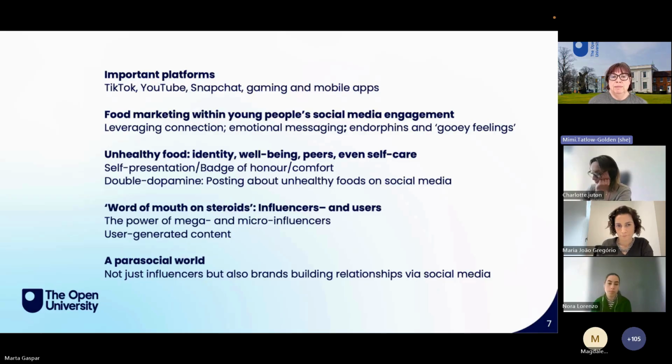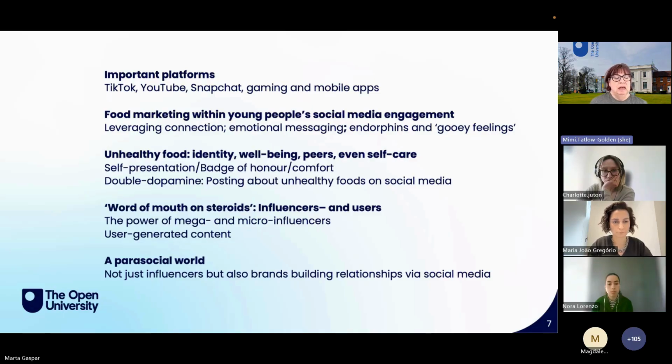So the advertisers described strategies that placed unhealthy food as a carrier of identity for young people, ironically of well-being, of their peer relationships, and even of self-care. So they would talk about it as a way to comfort themselves, as a badge of honor to eat junk food as a young person, in contrast to what adults advise. And then the advertisers talked about this interesting idea of what they called the double dopamine: the dopamine effect of thinking about eating unhealthy foods, and then posting about it into your peer group and getting a whammy of an effect.